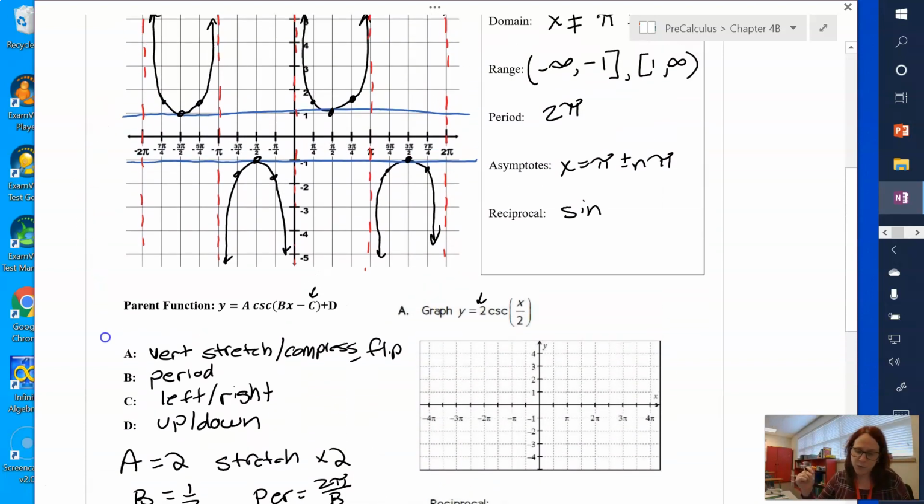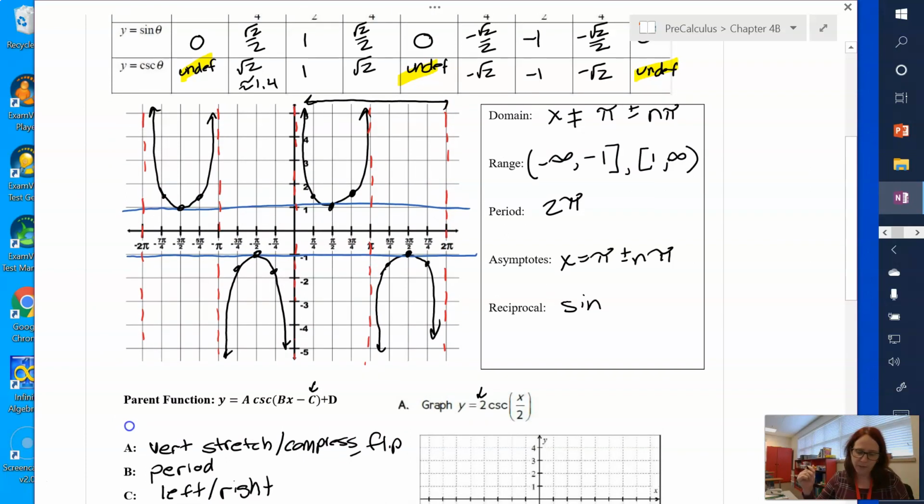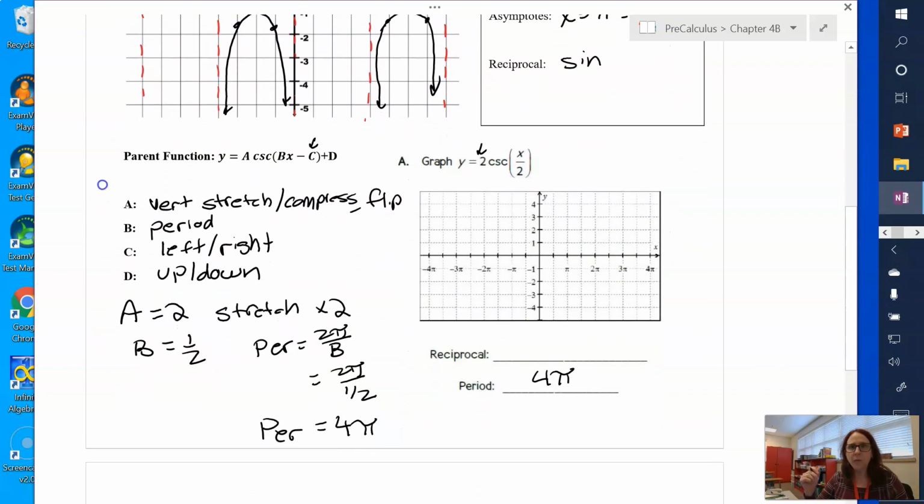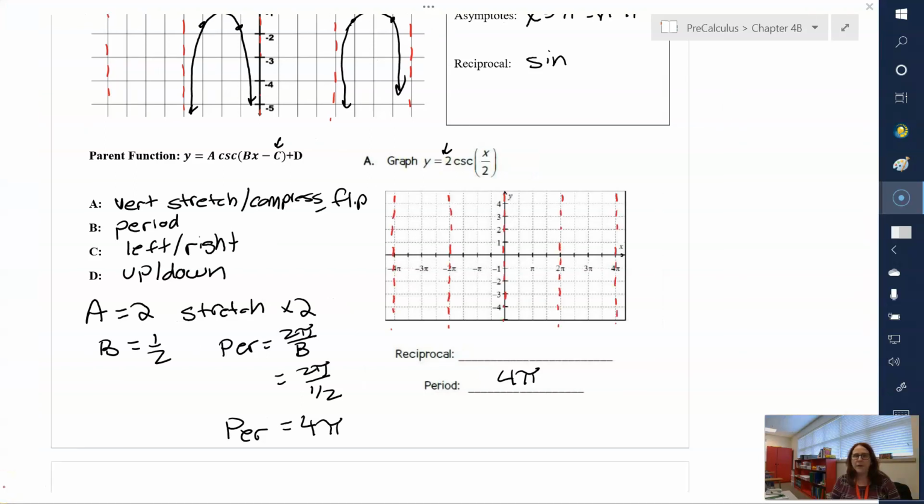Now our asymptotes were at multiples of pi, but now because my period has doubled, the location of those asymptotes also doubles. So I'm going to have one at 0, another one at not pi this time, but 2 pi, and then 4 pi. On the negative, it'll be negative 2 pi and negative 4 pi. So the first thing I'm going to do is sketch in these asymptotes. All right, so I've got the asymptotes sketched in.